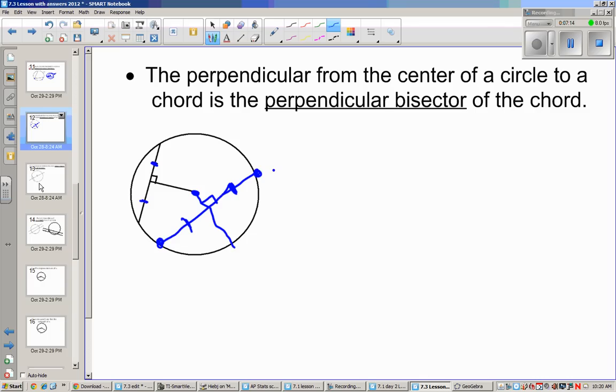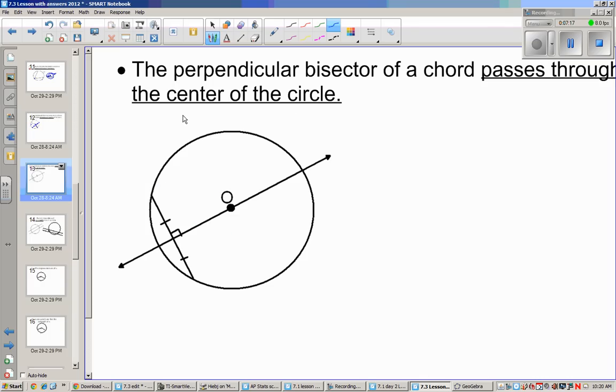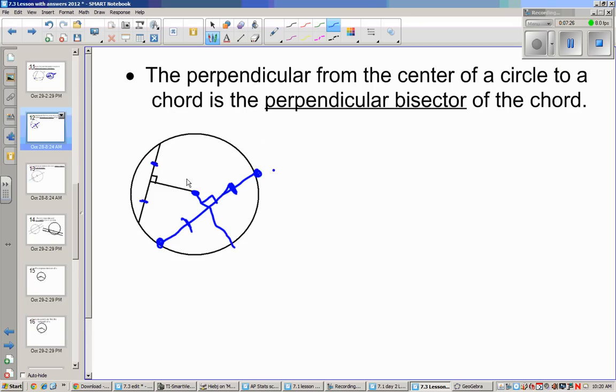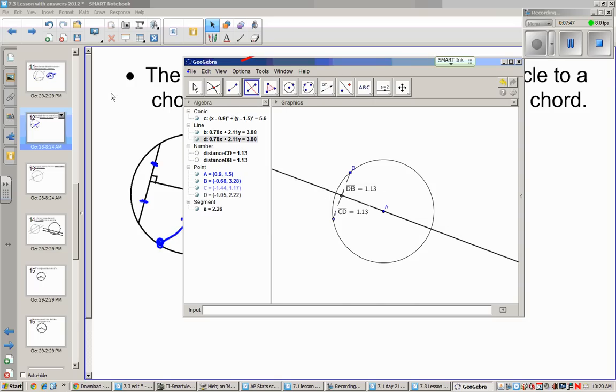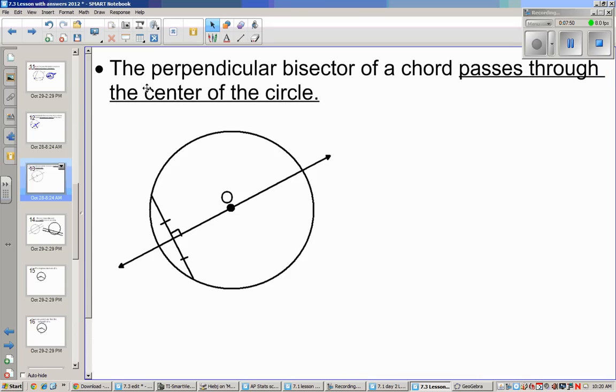All right. And we don't need to do another GeoGebra for the next one because the opposite is true. When you have a perpendicular bisector of a chord, the perpendicular bisector of a chord must pass through the center. So if we go back, when we constructed that GeoGebra, we constructed the perpendicular to the chord through the center. Well, if I were to construct the perpendicular bisector of this segment, notice another line doesn't appear because it's the same thing. So the perpendicular bisector of a chord passing through the center of the circle must be the same thing as the perpendicular bisector of the chord.